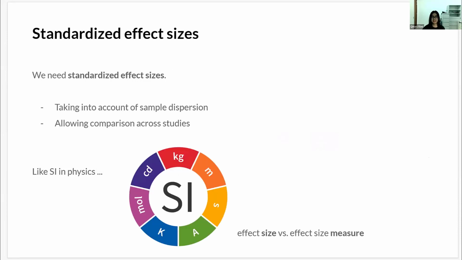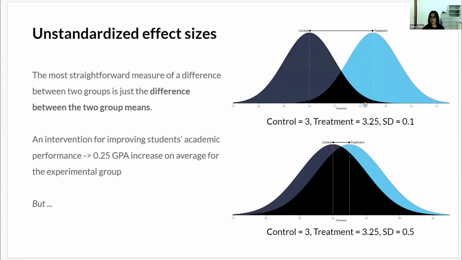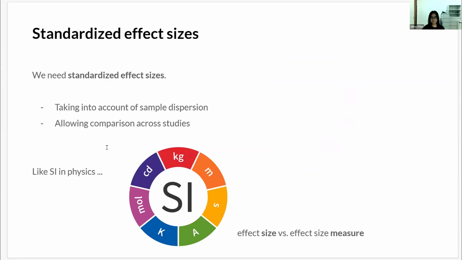And that's why we need standardized effect sizes. We need standardized effect sizes because we want to take into account the sample dispersion, how wide the distribution is. We also want to standardize effect sizes because they allow us to compare across studies. So we can roughly compare standardized effect size measures with the international system of units. We now have the international standard of using, say, kilometers to measure length, so that everybody knows how to measure the length of an object. But some countries still use miles, and that's why we cannot directly compare length with them.